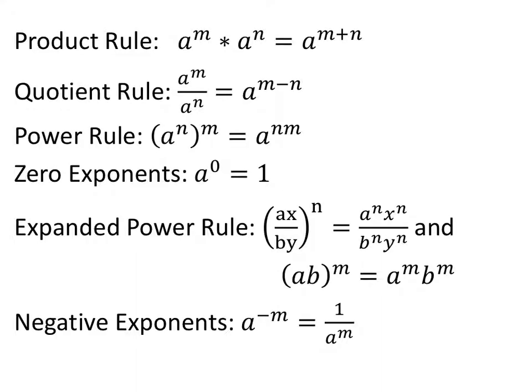In general, though, these are all of the rules. Expanded power rule, negative exponents, product rule, quotient rule. I may not quote them by name because it's hard for me to memorize all those, which is good because then I don't really expect you guys to memorize the names of them. Just the properties themselves is all we really expect you to know.